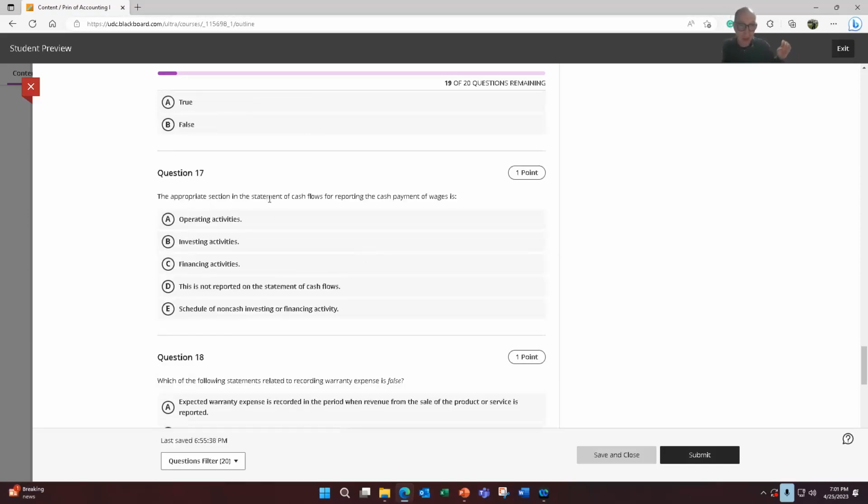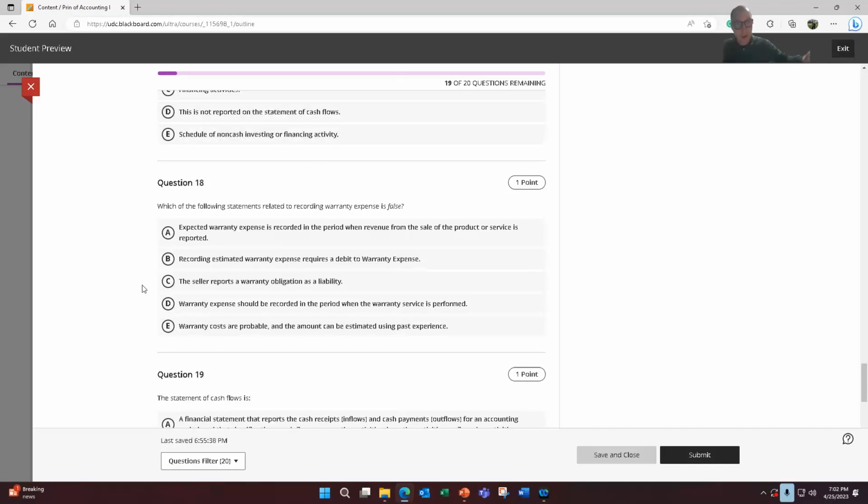Question 17, appropriate sections in the statement of cash flows. We just talked about this one. For recording the cash payment of wages, I pay my employees because I operate with them. Yeah, wages. That's an operating expense.